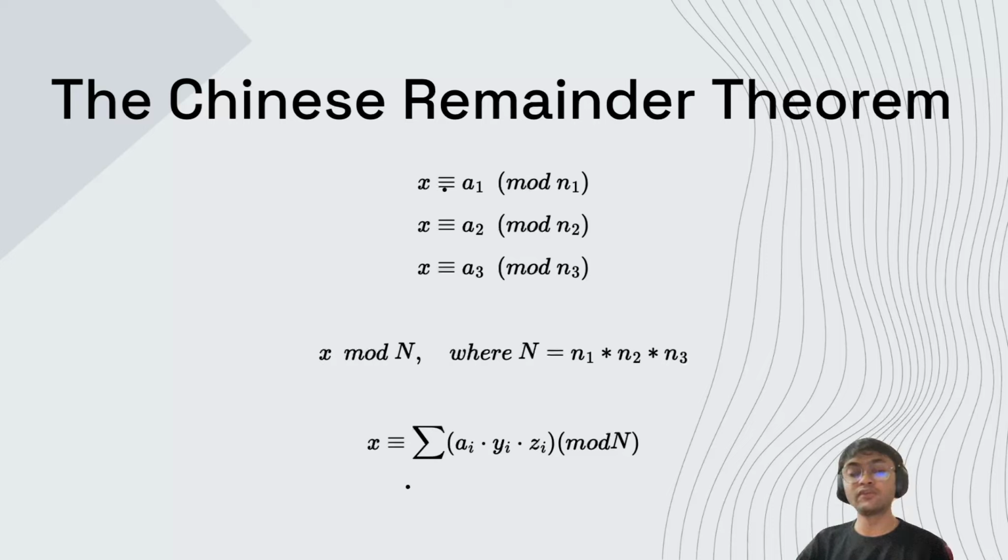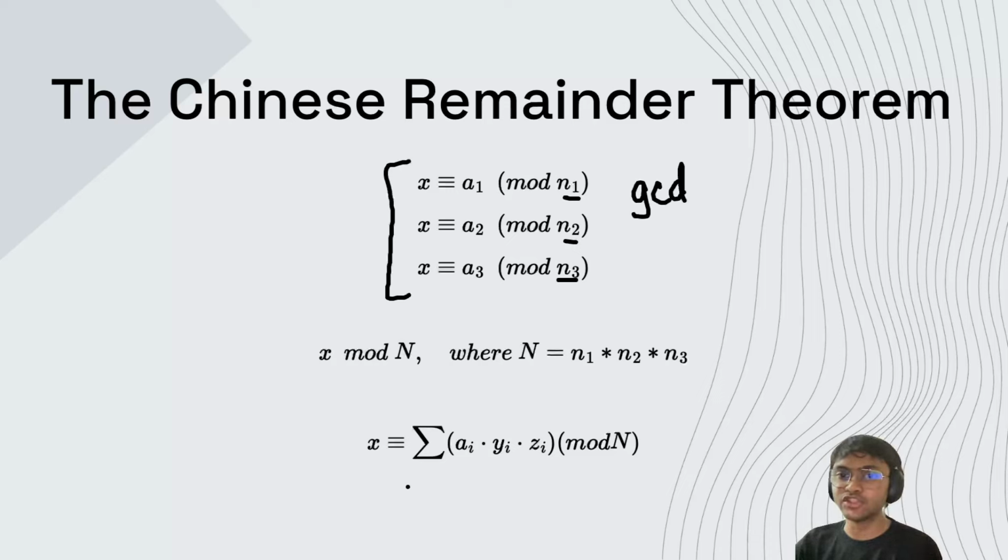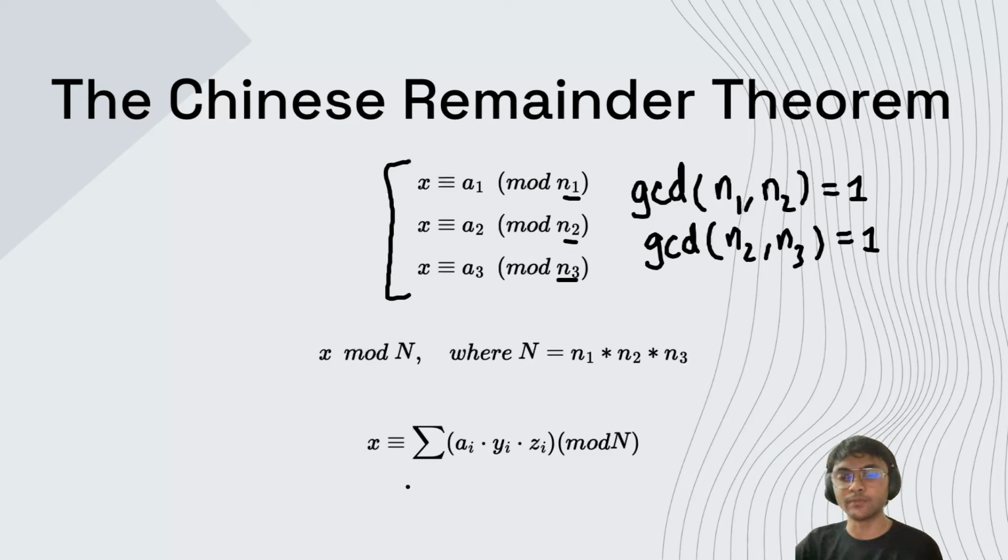We are given a set of three congruent equations. The moduli n1, n2, and n3 are pairwise coprime. What this means is each pair has no common factor other than 1. That also means the GCD, or the greatest common divisor, between n1 and n2 is 1. Likewise, the GCD between n2 and n3 is 1. And similarly, the greatest common divisor of n3 and n1 is also 1.